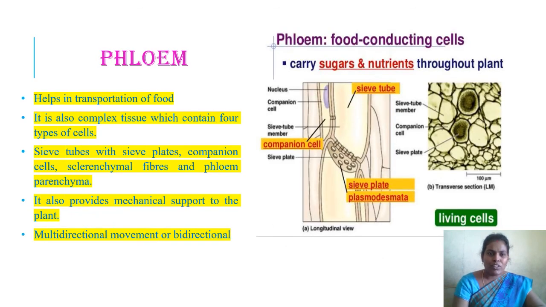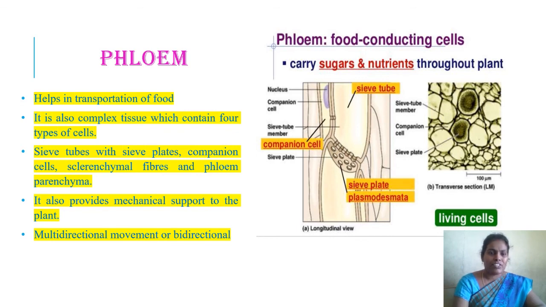Let us know about the second type of vascular tissue, which is called phloem. Phloem helps in the transportation of food materials. In plants, what is food material? Plants prepare their own food through the process of photosynthesis. You all know that. That food is stored in the form of starch or glucose, which is also called sugars. And this phloem tissue helps in the transportation of sugars and nutrients throughout the plant.